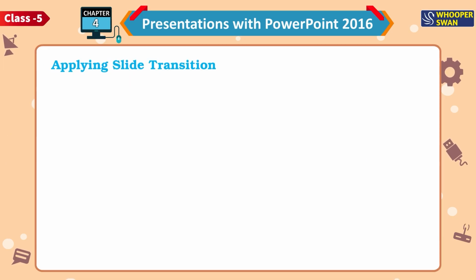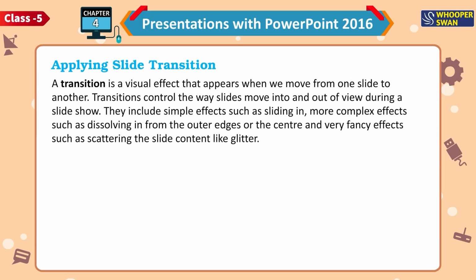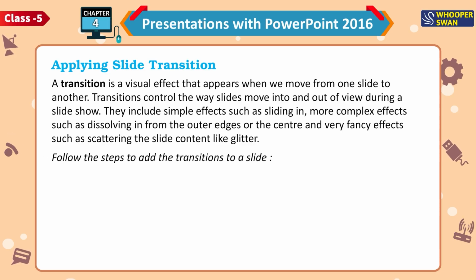Applying slide transition. A transition is a visual effect that appears when we move from one slide to another. Transitions control the way slides move into and out of view during a slideshow. They include simple effects such as sliding in, more complex effects such as dissolving in from the outer edges or the center, and very fancy effects such as scattering the slide content like glitter. Follow the steps to add the transitions to a slide.